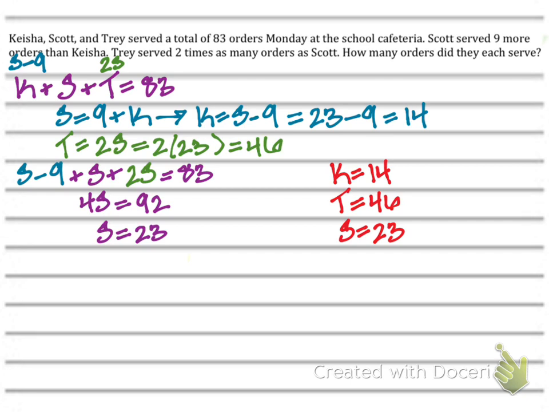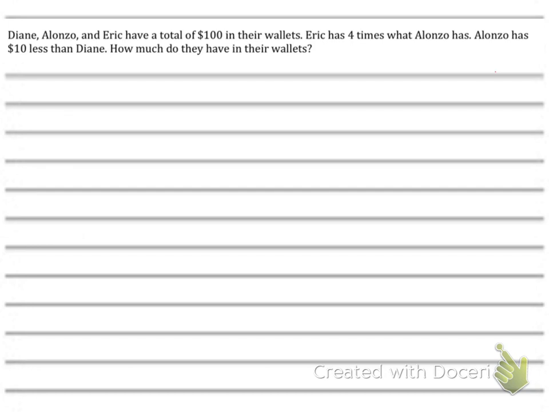All right, one more. All right, we got people again. And it says they have a total of $100. So D plus A plus E is 100. And then it says Eric, so E, has 4 times Alonzo, 4A. And then Alonzo has 10 less than Diane.